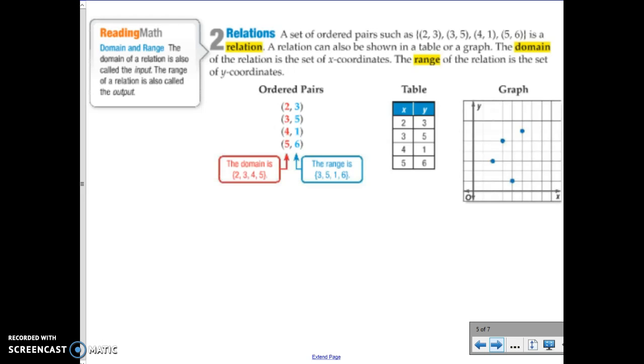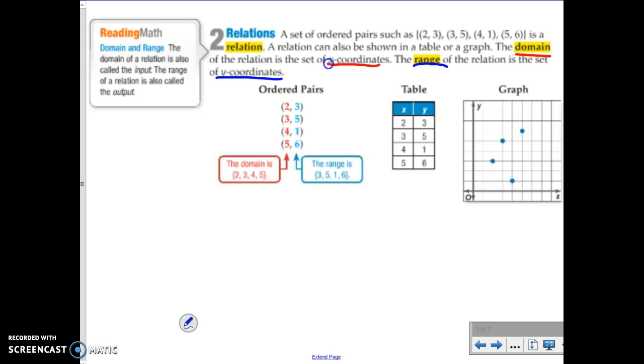The domain of a relation is the set of x coordinates, and you're going to want to closely relate those two. So domain in this case is really referring to the x coordinates, and the range of the relation is the set of y coordinates. That's something you're going to need to have in your notes.